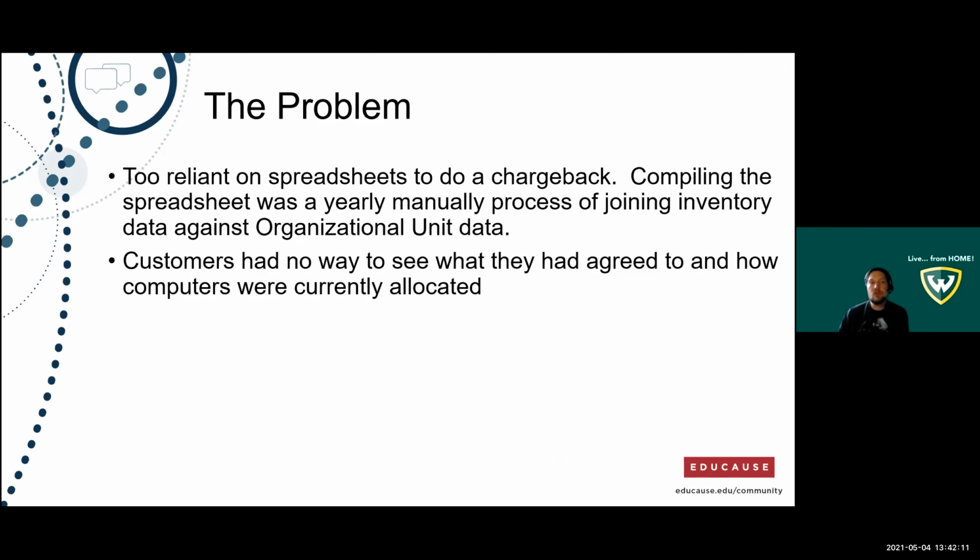And also customers had really no way to see what they had agreed upon. They didn't know what they had out there in the field currently. They had an email someplace maybe, their initial agreement back when we consolidated, but past that, it wasn't really official or easy for them to see any of that kind of data.